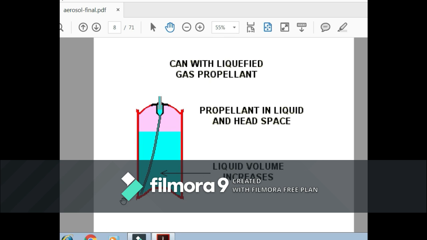See, this is the diagram I have shown you here. Your liquid volume is increased because of the presence of such kind of liquefied gas propellant, and some amount of that propellant is converted into the gas, the pink color I have shown here, and that gas is always pressurizing your liquid. This is the dip tube which is carrying your propellant plus active ingredient. So when we are pressing the upper button, your pressure will try to release from this actuator or the orifice.